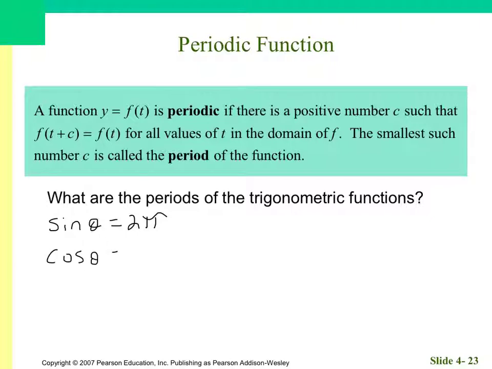Period of cosine, 2 pi. Period of tangent is just pi. These are things we're going to need to know, okay? These are very important things. Now, if the periods of sine and cosine are 2 pi, that means cosecant and secant are also 2 pi because they're just inverses of each other, okay? All right.